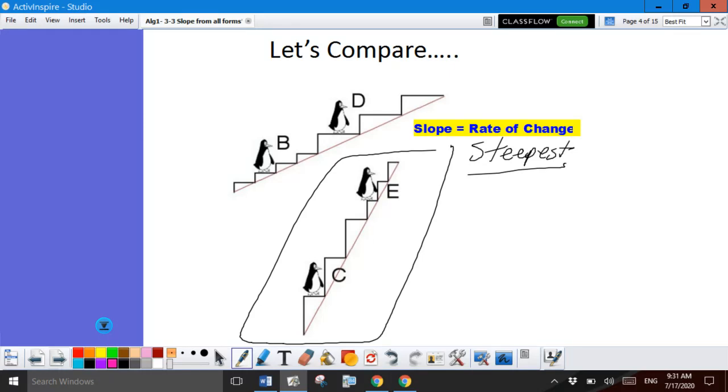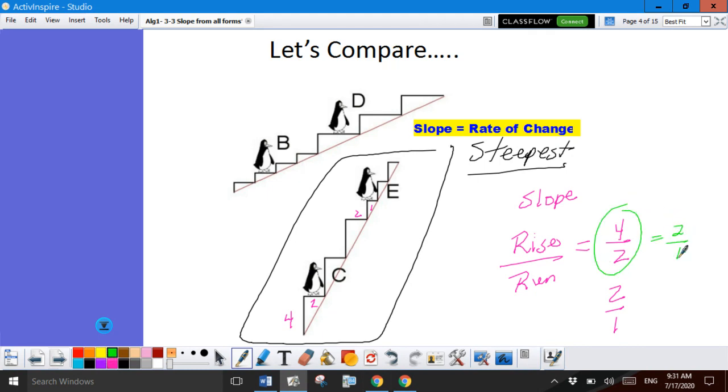Well, here's how. Let's say this is 4 and this is 2. And this is 2 and this is 1. So if I think about these in terms of slope, I know slope is the rise over the run. So I'm looking at the 4 over the 2, and I'm looking at the 2 over the 1. Now, this simplifies to 2 over 1. Okay, so these are actually the same thing.